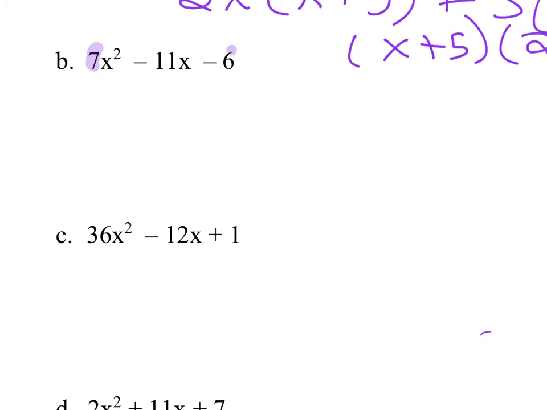All right, so here, no common multiples to pull out first off. So now I take the 7 times the 6, and that gives me 42. And I need factors of 42 that are going to add to 11. So that's 6 times 7. It's not 6 and 7. It's not 11.